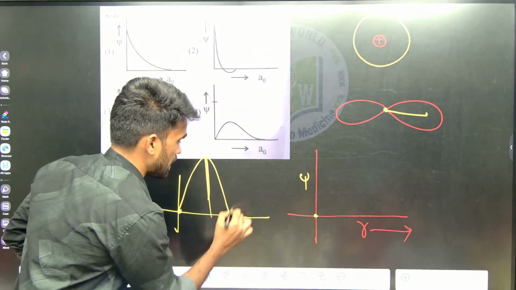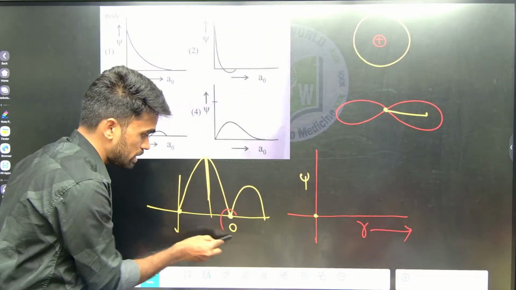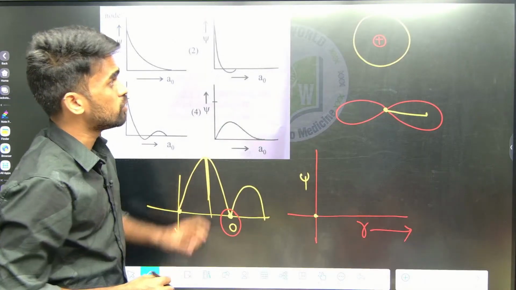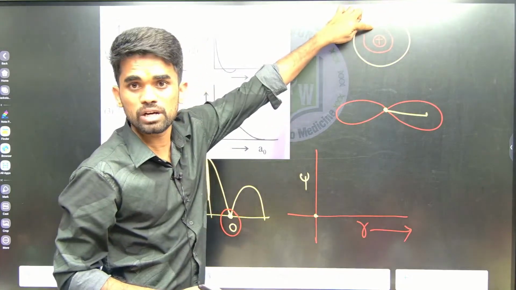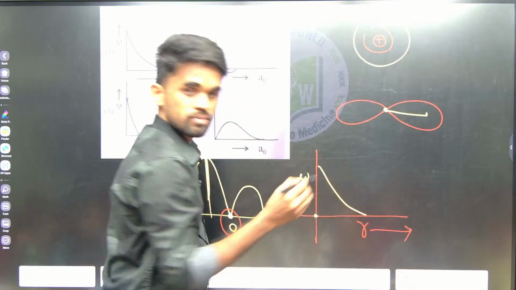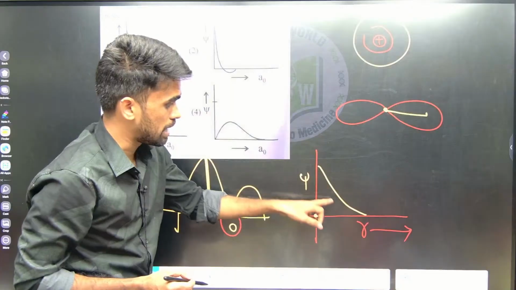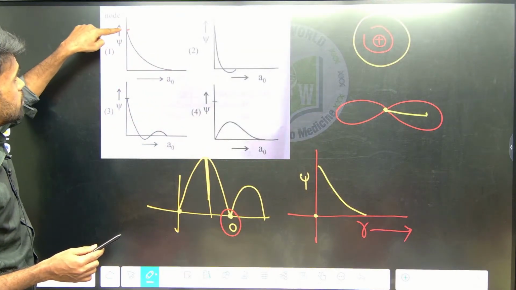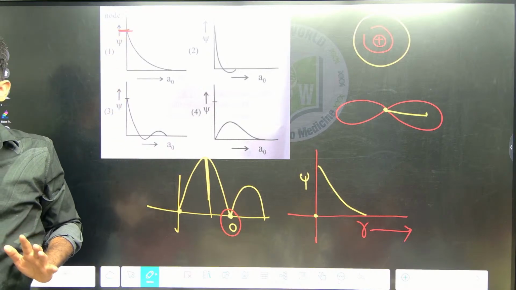So now if I write like this, this center point is called what? Nodal point. Okay. Now for an s orbital, the probability is maximum near the nucleus, so your graph should start from maxima and should go like this. This is the one which started from here, so this indicates an s orbital.